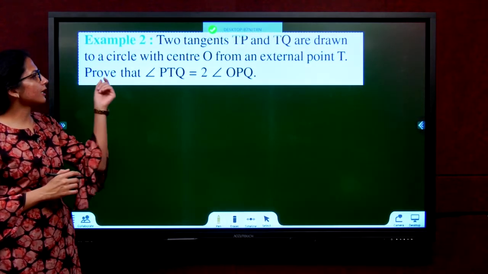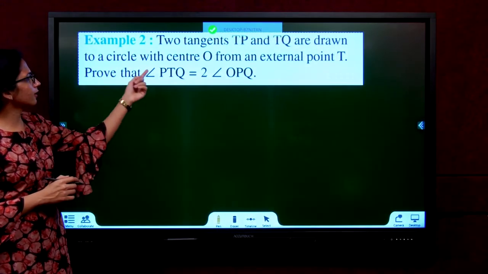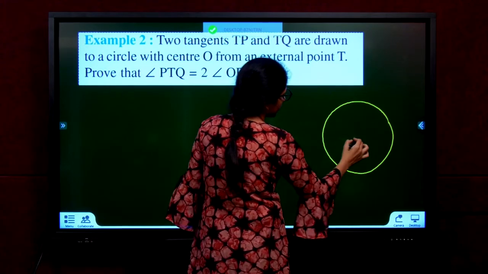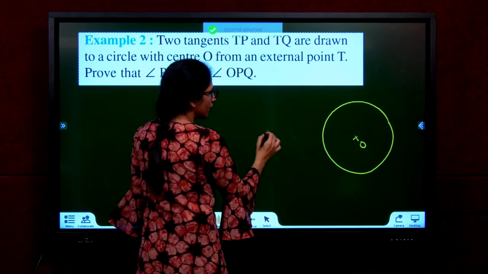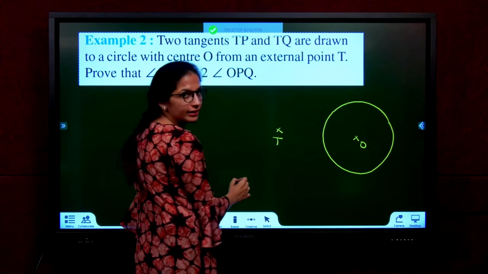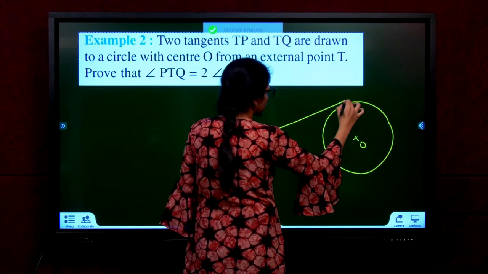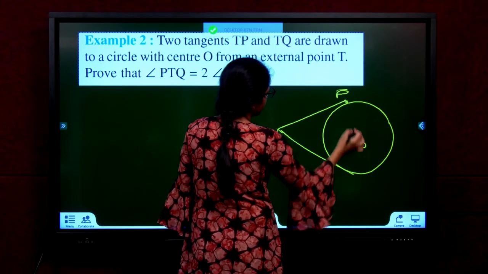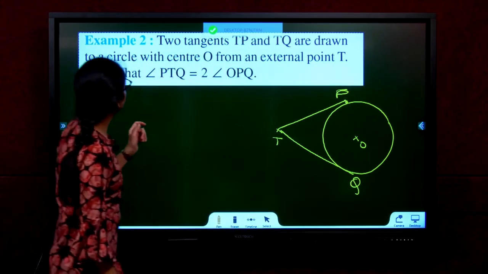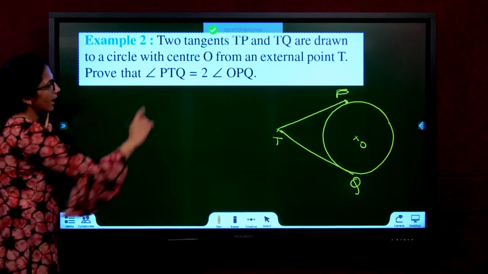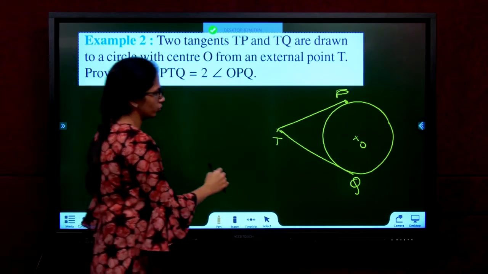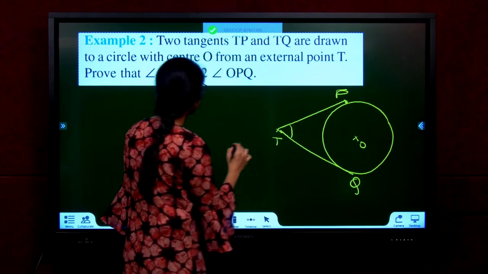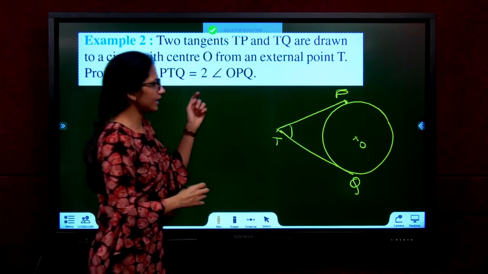Two tangents TP and TQ are drawn to a circle with center O from an external point T. We have a circle with center O. We have an external point T. There are two tangents drawn. They are called TP and TQ. Prove that angle PTQ, this angle, is equal to 2 times angle OPQ.